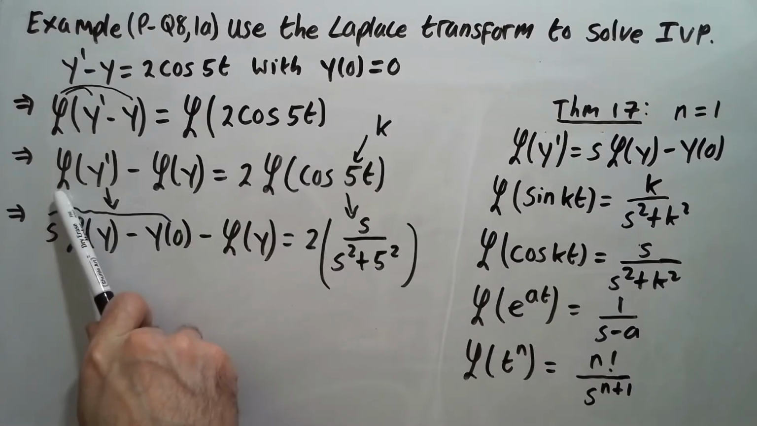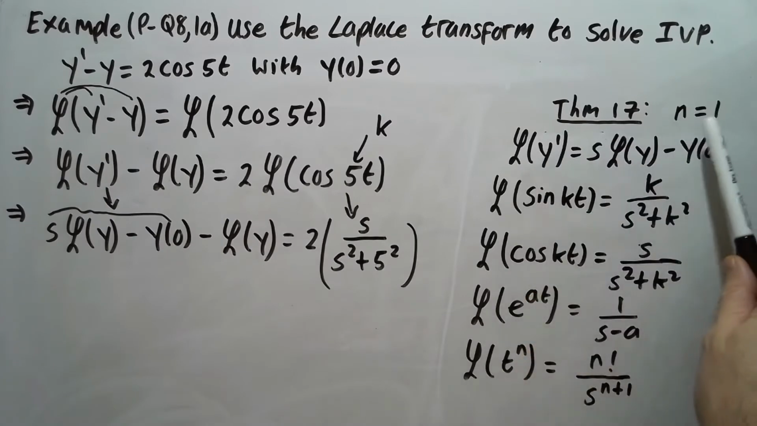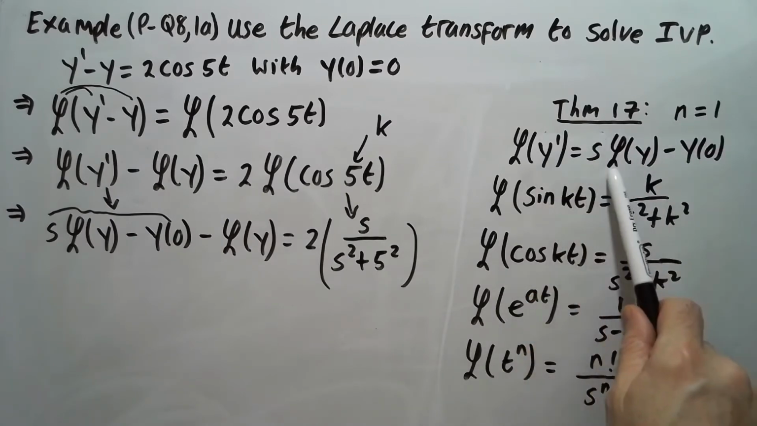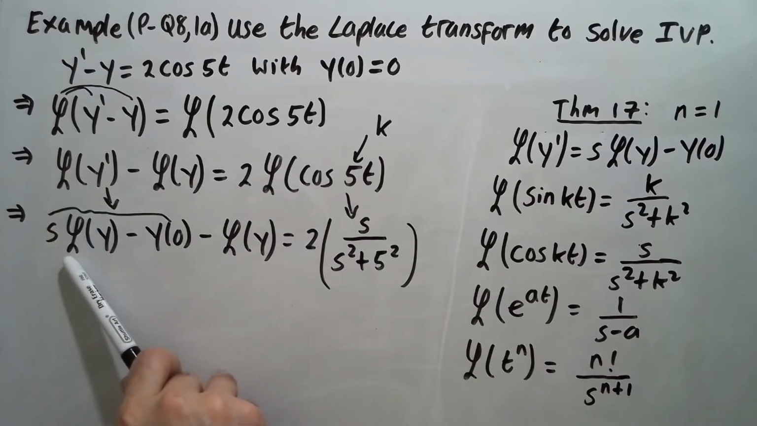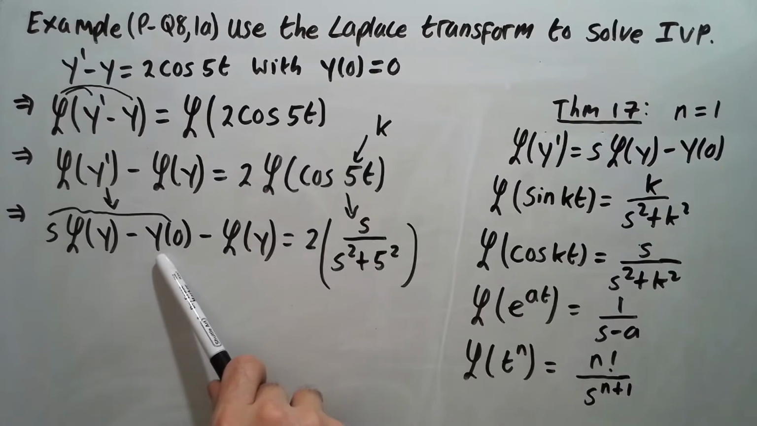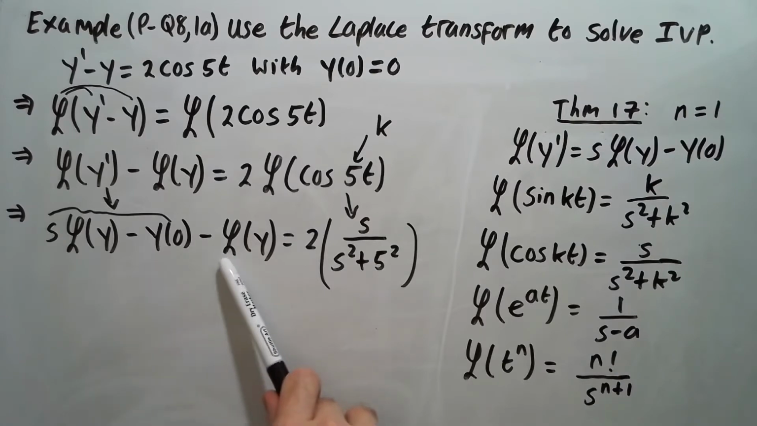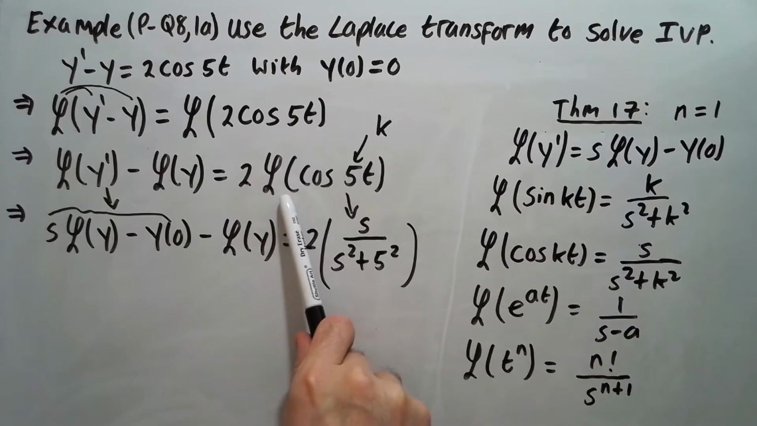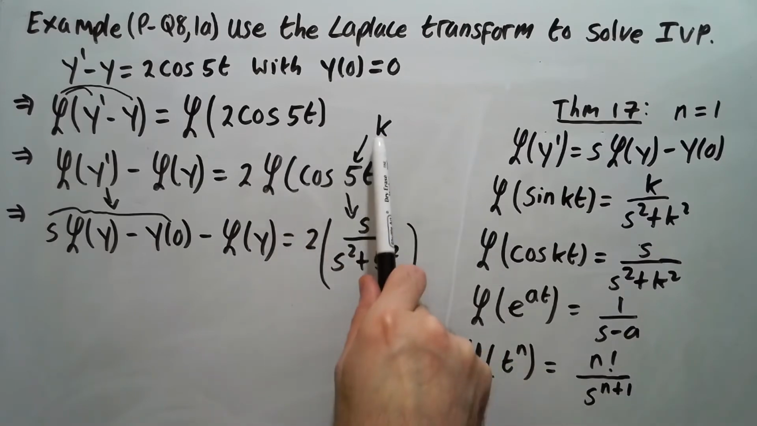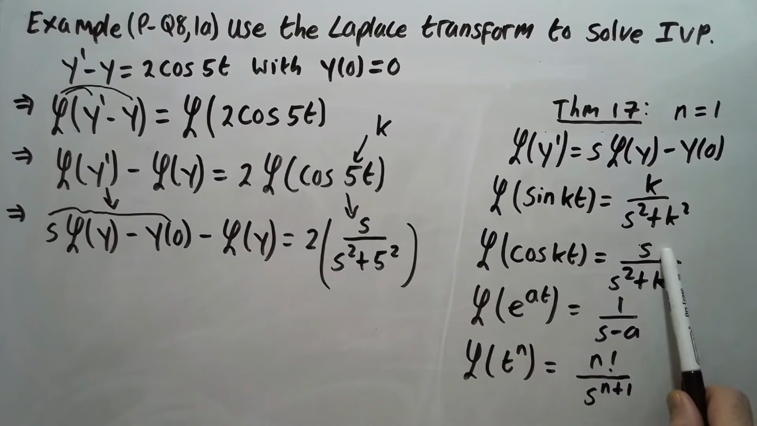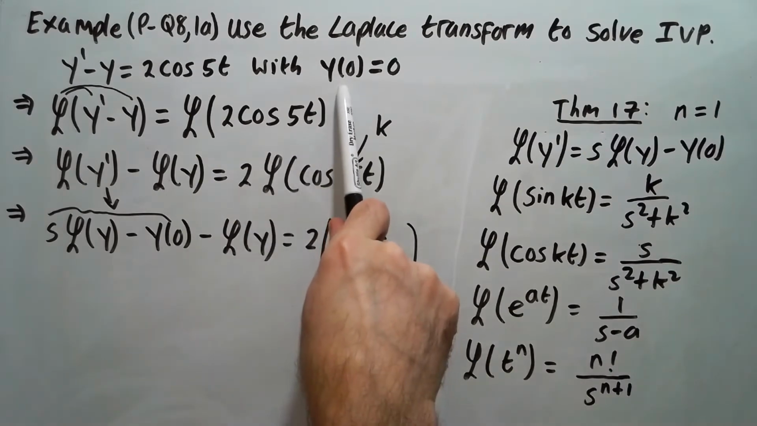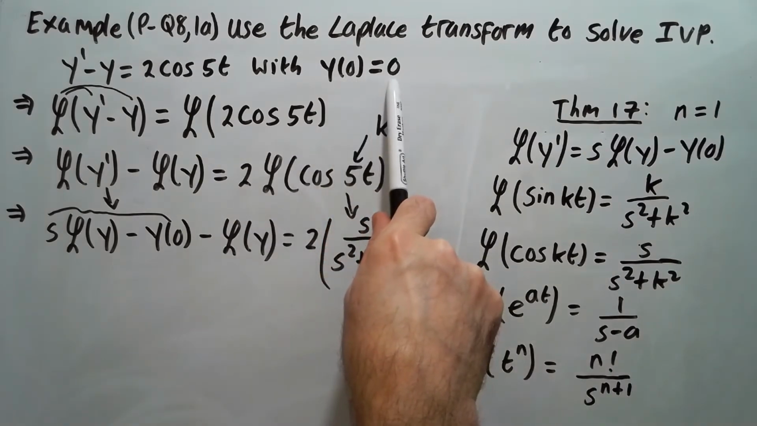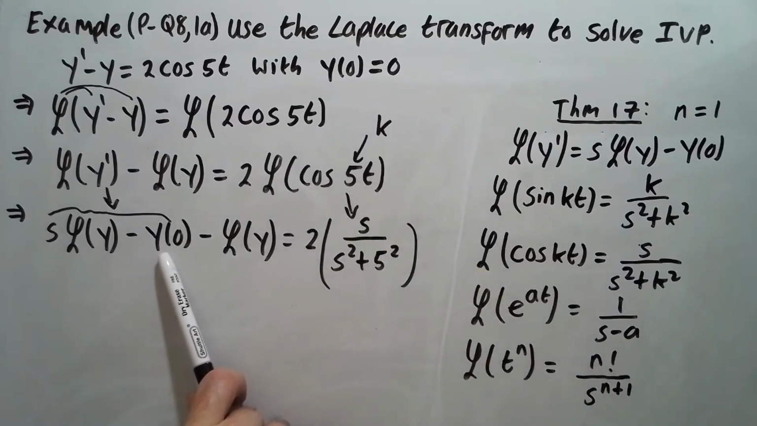Okay, so again, the Laplace of y prime using theorem 17 when n is 1 is equal to s Laplace of y minus y0. So I replace Laplace of y prime with s Laplace of y minus y of 0, and still have Laplace of y here. Then the Laplace of cosine of 5t, the k would be 5, so here it'll be s over s squared plus 5 squared. So using this guy here. And now y of 0 is 0. That's what we're given here in this question. So we can replace this with 0 now.